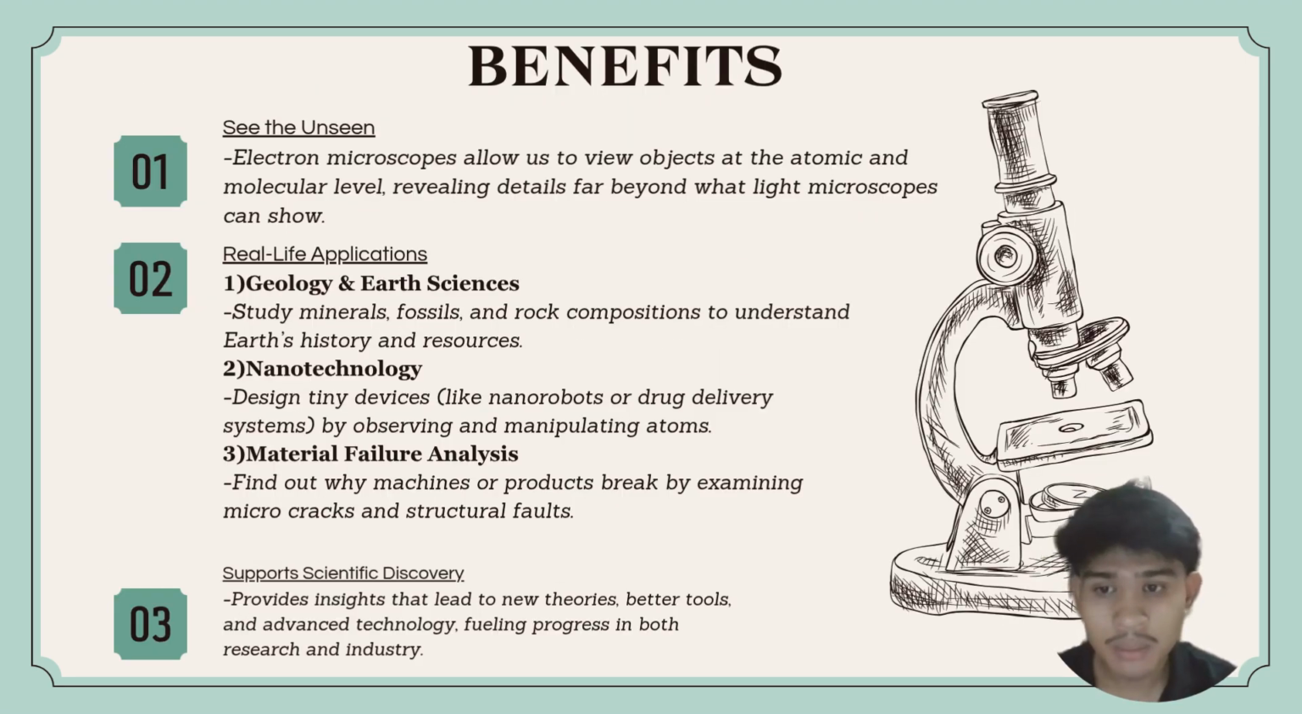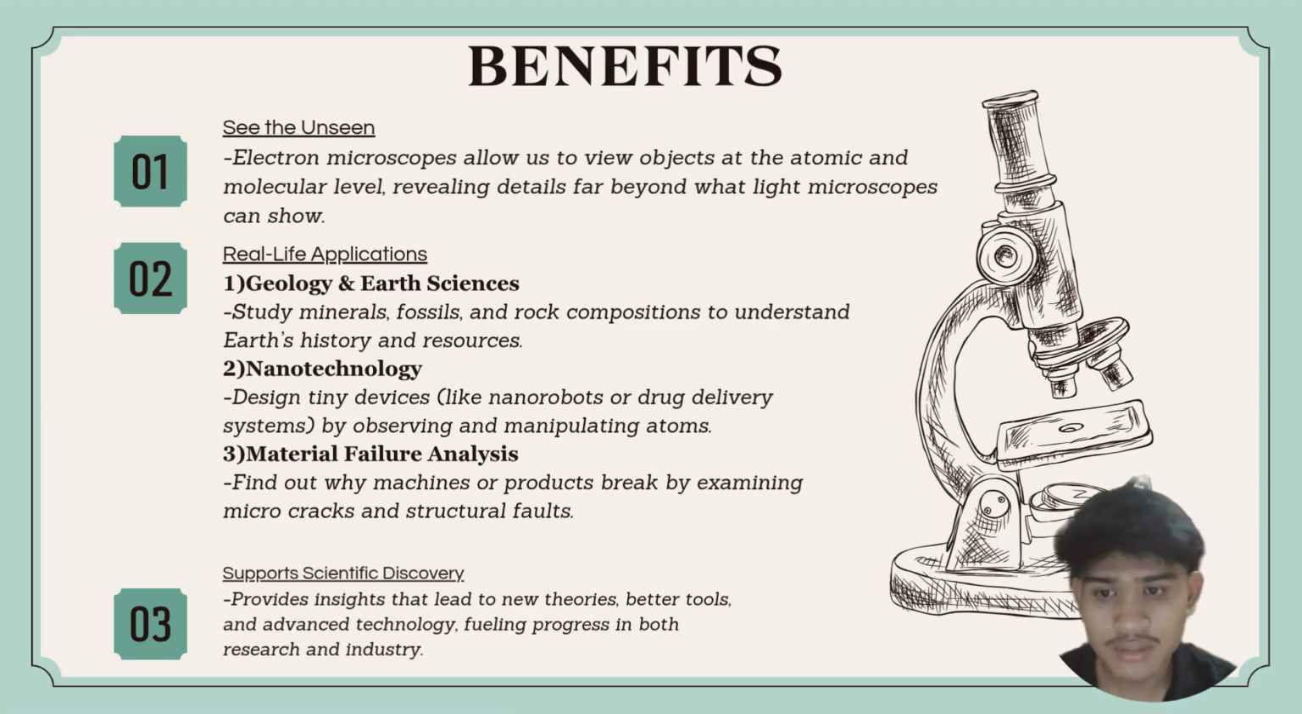I want to explain that one of the biggest benefits of the electron microscope is that it lets us see the unseen. They allow us to view objects at the atomic and molecular level, showing detail far beyond what a light microscope can reveal. In real-life application, they are used in many fields.